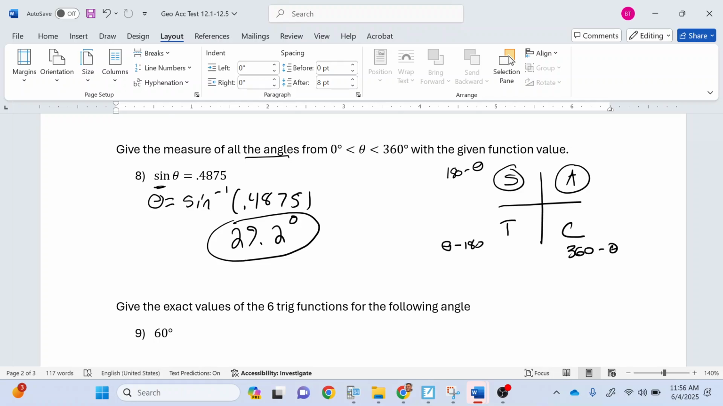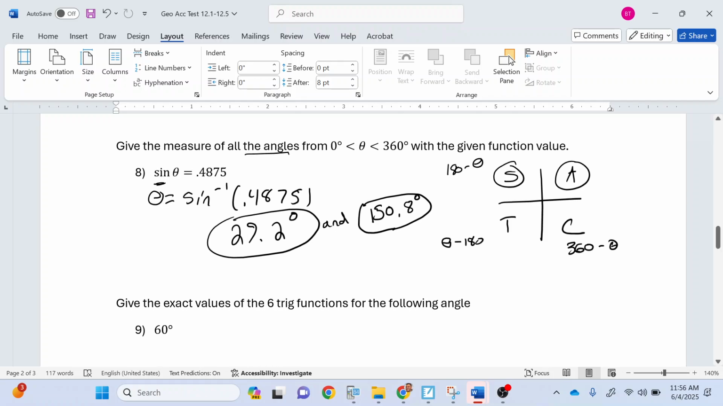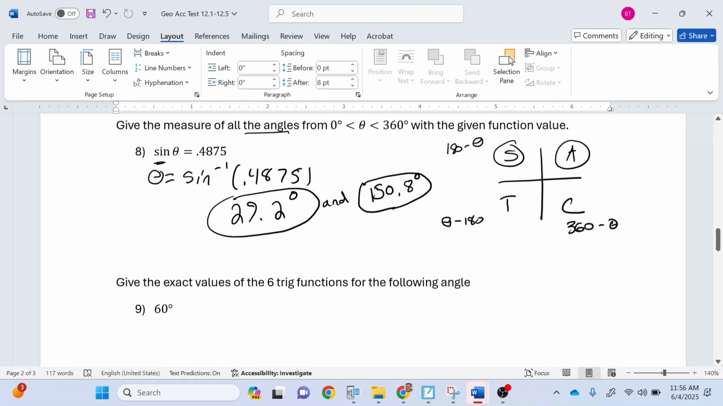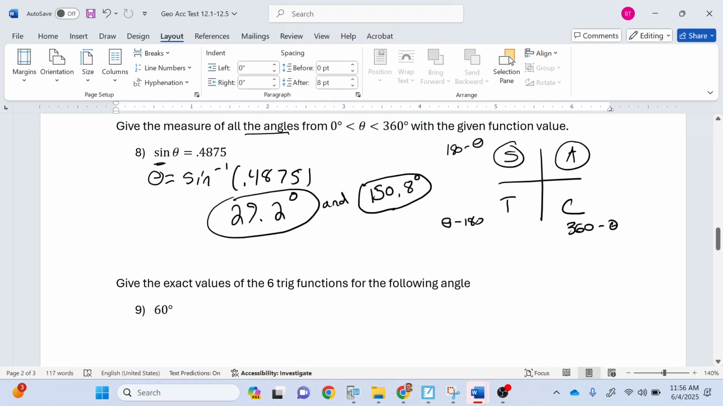You could do it that way, yeah. And then the next one is 150.8 degrees, okay? So both angles will give you that sine measure. This is multiple choice, so I'll choose for you. One decimal point.